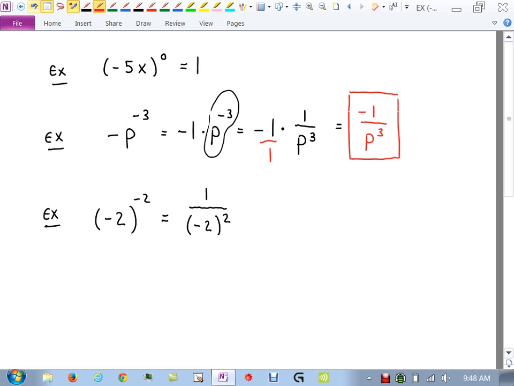Now, what is negative 2 to the 2? What does that mean? What's negative 2? That's negative 2 times negative 2, isn't it? To square something? So this means 1 over negative 2 times negative 2, which is positive 4, isn't it? Okay, good. Positive 4. So 1 over 4, 1/4. So negative 2 to the negative 2 is just 1/4. It's just a real weird way of writing 1/4.